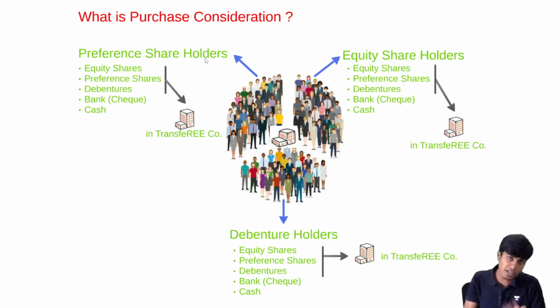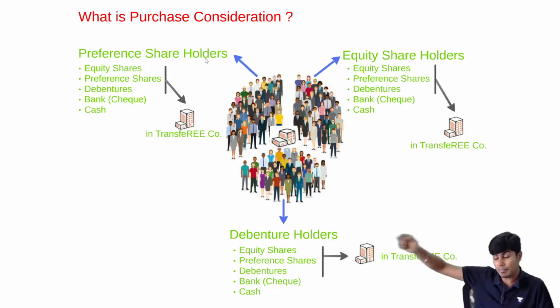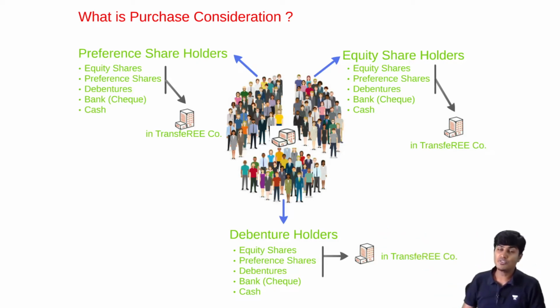Even if you give debentures to equity shareholders of the transferor company, it is PC. But if you give equity shares to debenture holders of the transferor company, it is not PC. Why? Because you acquired their business, their assets and liabilities. So what you give is PC. Transferor's assets, liabilities, and business are what is acquired by the transferee.